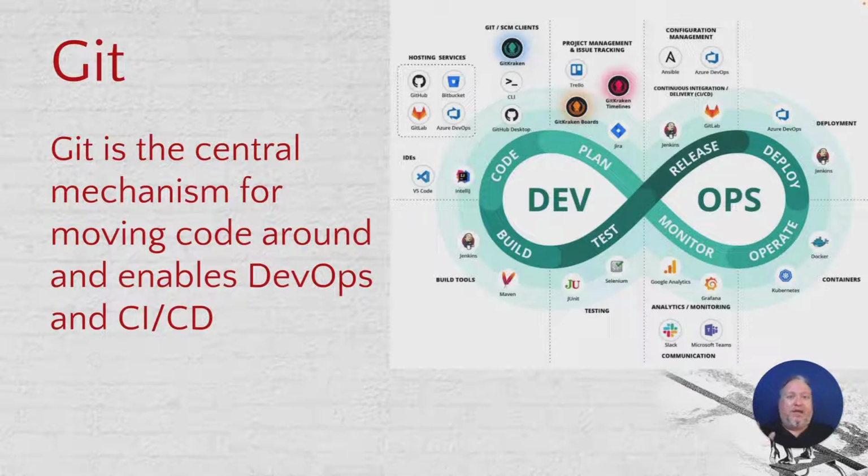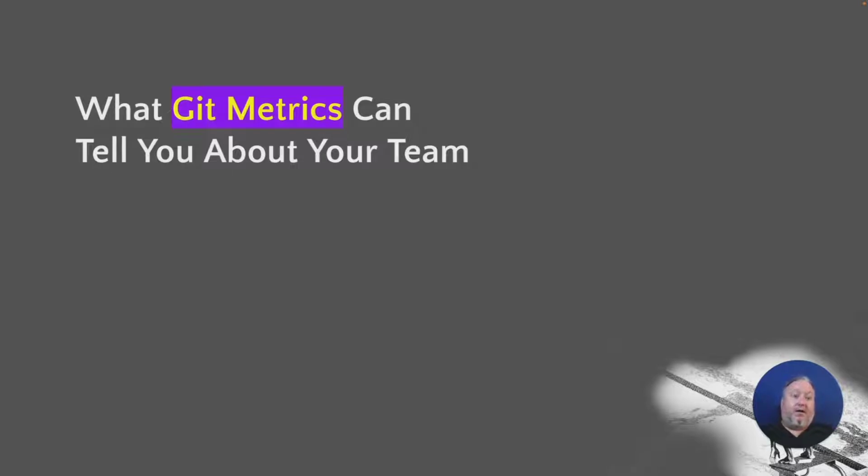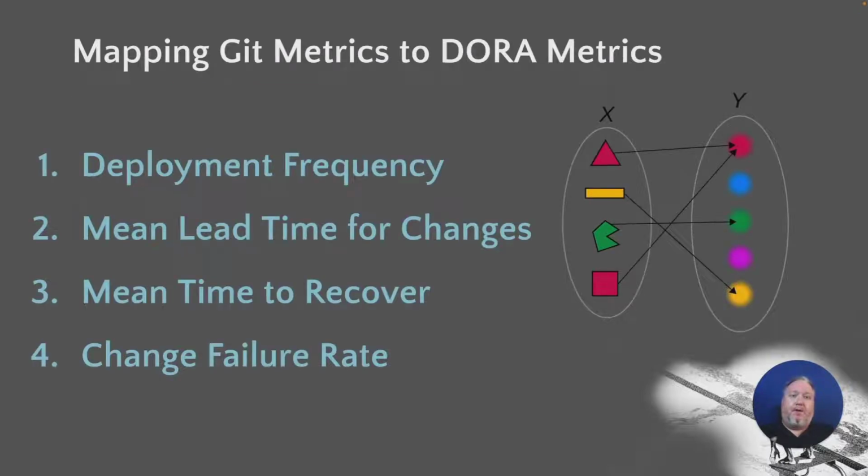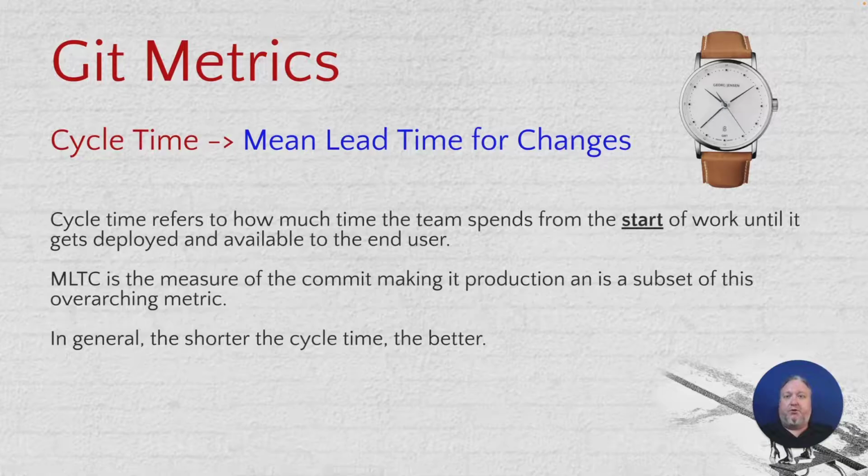This is more a slide for people that might not be familiar with why Git is so critical to this story of DevOps. Because it underpins so much, it can tell us an awful lot about what's going on in our DevOps operations. What are Git metrics in this scenario? This is where we're going to start mapping things. So if it's in blue, it is a DORA metric, and if it's in red, it is a Git metric, just for the sake of clarity for the next few slides.